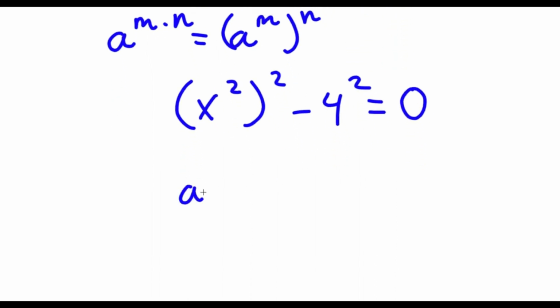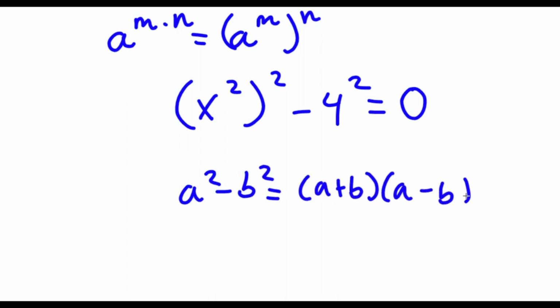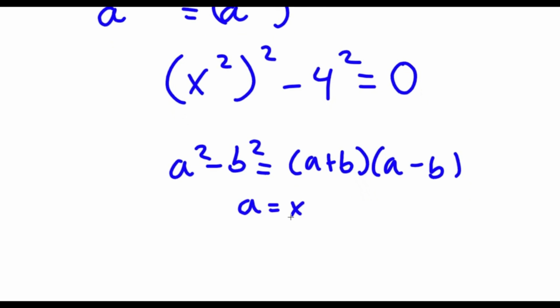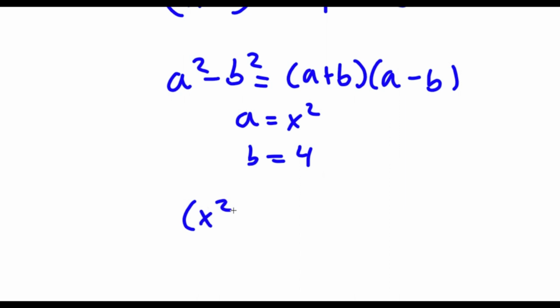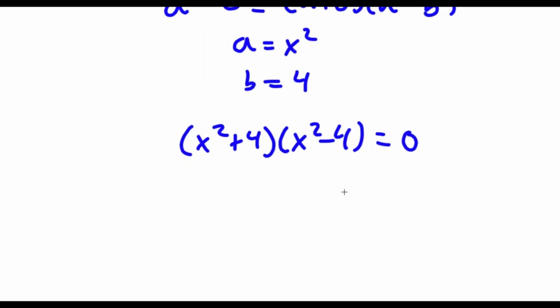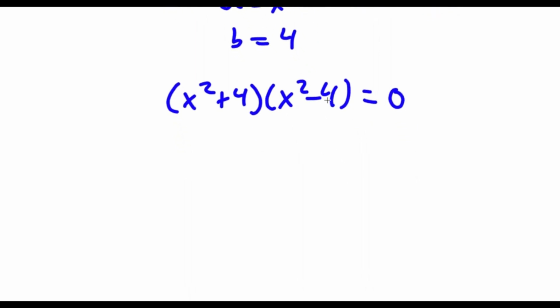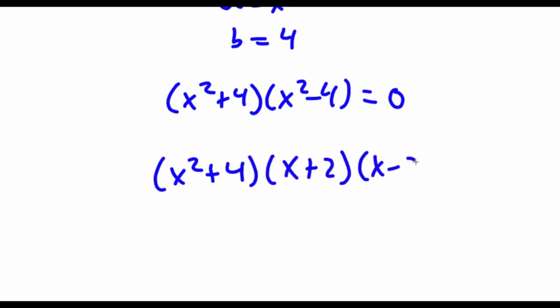Now if I have something in the form a squared minus b squared, this is equal to a plus b times a minus b. So in this case, a is equal to x squared and b is equal to 4. So now I have x squared plus 4 times x squared minus 4 is equal to 0. So now x squared minus 4, this is the same thing as x plus 2 times x minus 2.